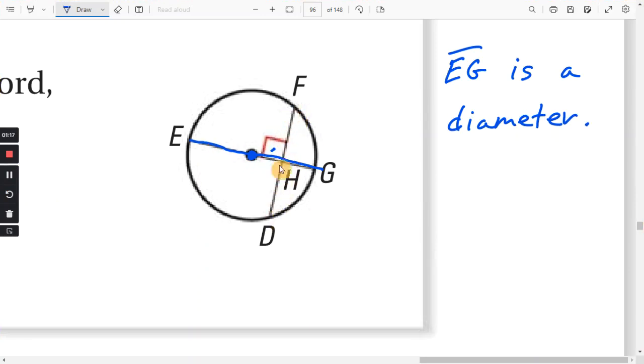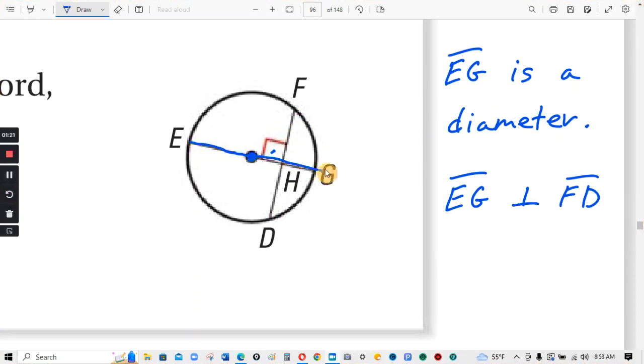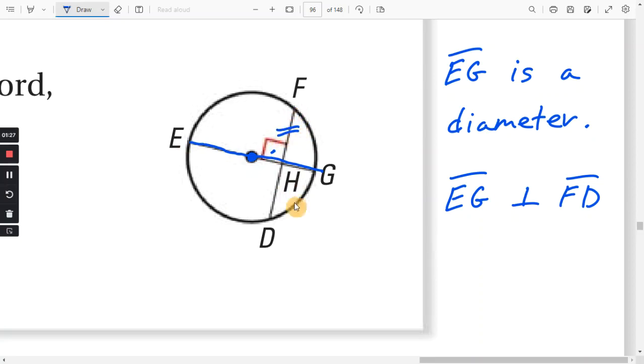So EG and FD are perpendicular. So since this is a diameter and it's perpendicular, it's bisecting this chord. Therefore, FH is congruent to HD, because it's being bisected.